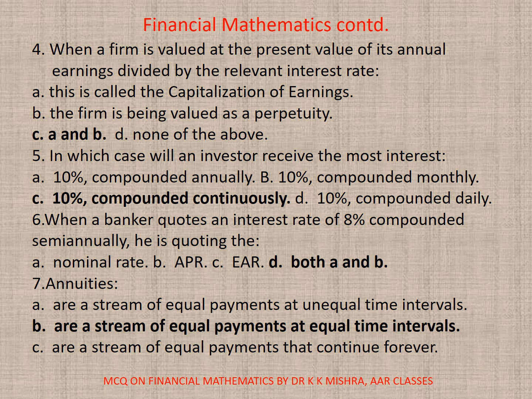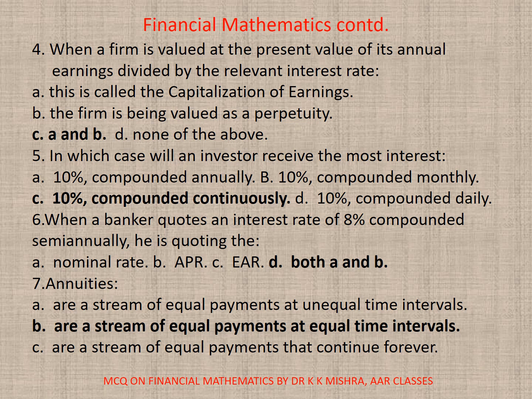5. In which case will an investor receive the most interest? A. 10% compounded annually. B. 10% compounded monthly. C. 10% compounded continuously, or D. 10% compounded daily. Correct option is C, 10% compounded continuously.